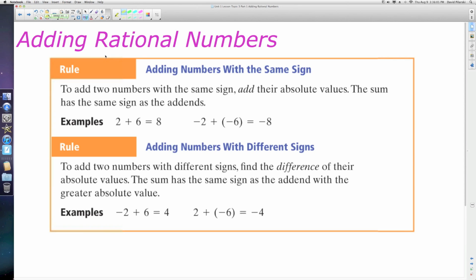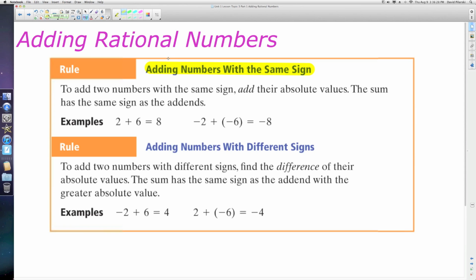There are two rules when it comes to adding rational numbers that we need to concern ourselves with. The first rule is here, and it's adding numbers with the same sign, meaning that they are both positive or they are both negative. And it tells us to add two numbers with the same sign, add their absolute values. The sum has the same sign as the addends.